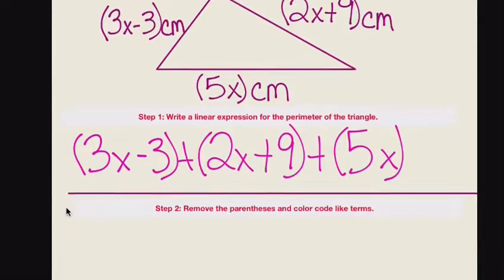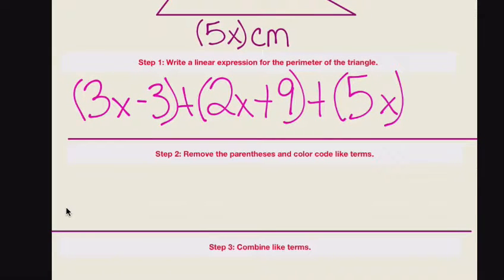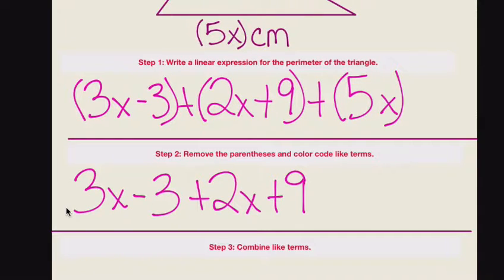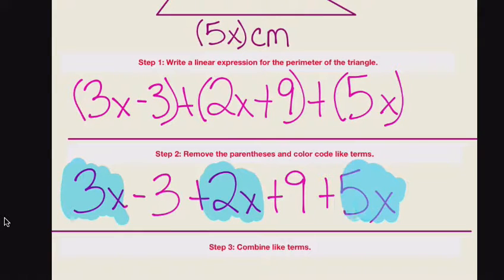Next step is we're going to rewrite this without the parentheses and color code our like terms. So 3x minus 3 plus 2x plus 9 plus 5x. Go ahead and color code all your like terms. So 3x, 2x, and 5x are all like terms. And then minus 3 and plus 9 are like terms.